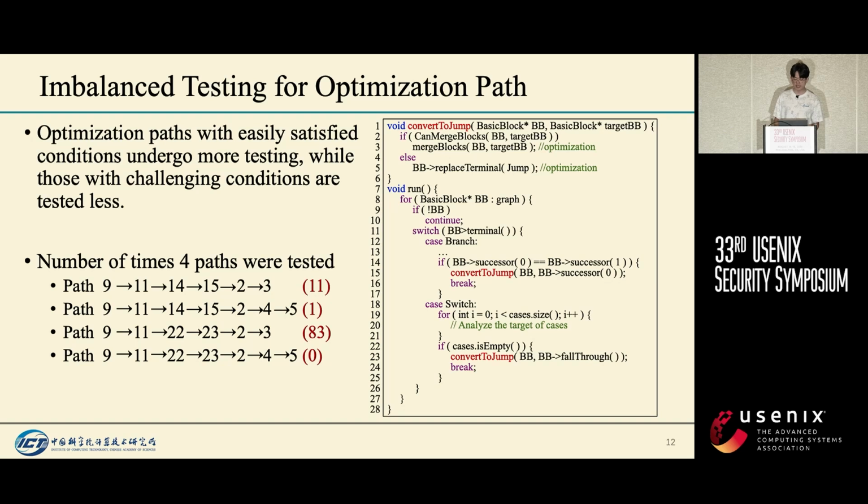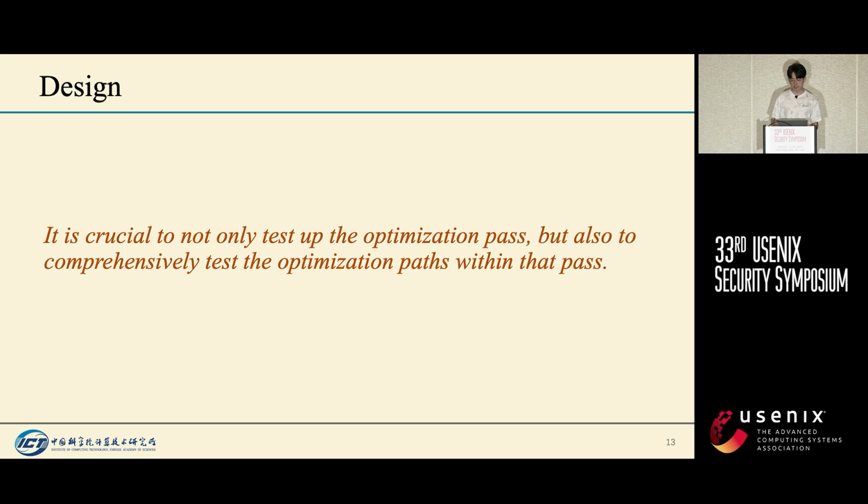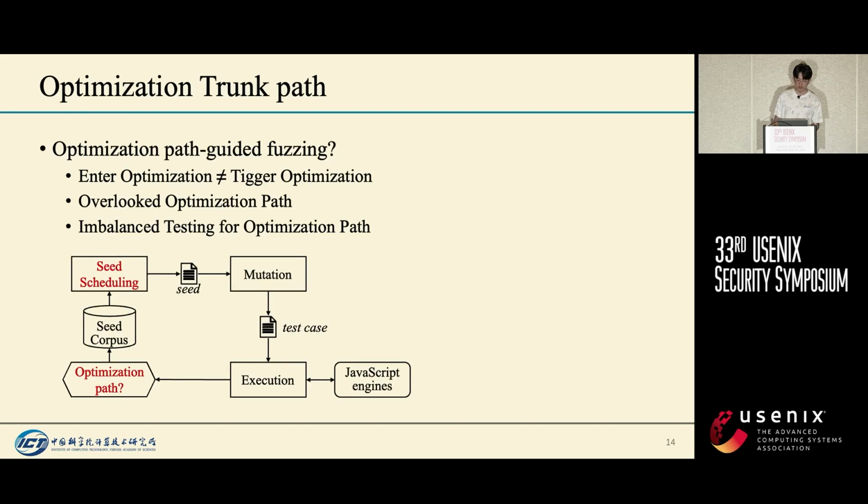The third observation is imbalanced testing for optimization paths. Some optimization paths with easily satisfied conditions undergo more testing during fuzzing, while those with challenging conditions are tested less. Based on these 3 observations, we come to an insight. When performing fuzz testing on the JIT optimizations, it is crucial to not only test up to the optimization, but also to comprehensively test the optimization paths within the optimization. So, can we use the optimization path as feedback to guide fuzzing?